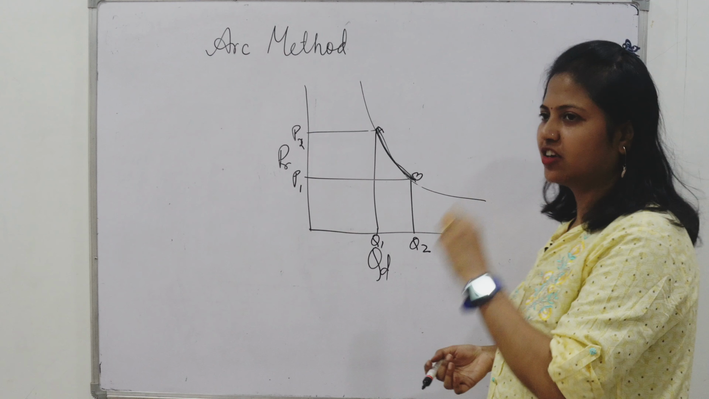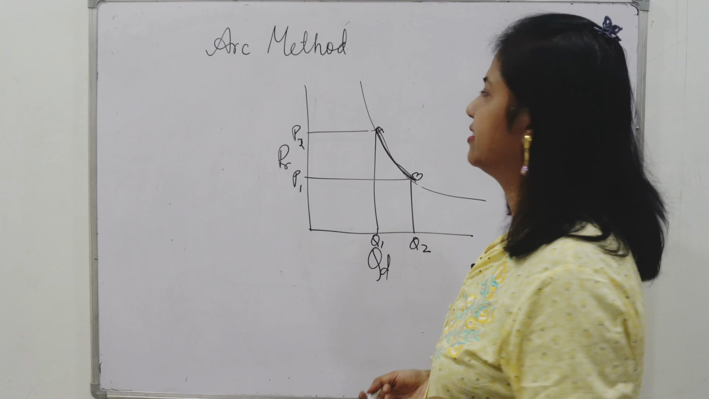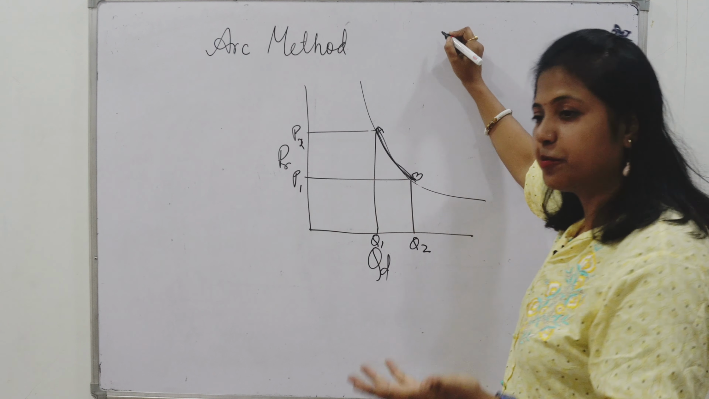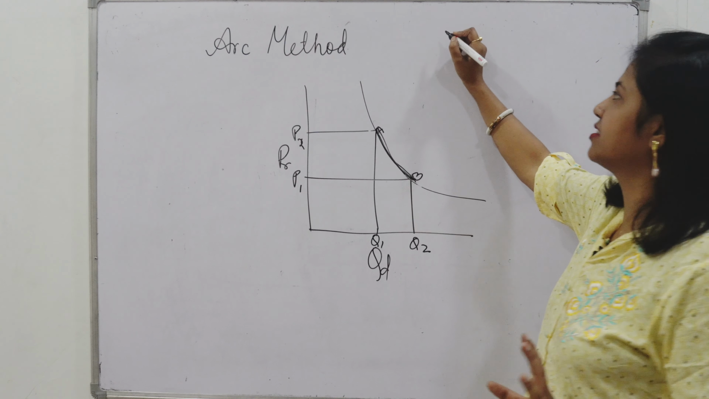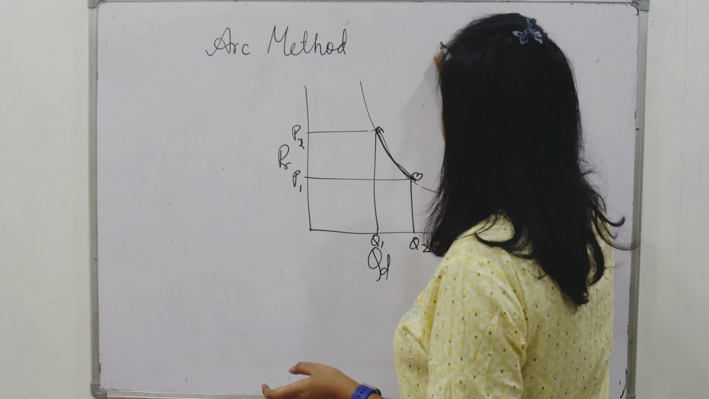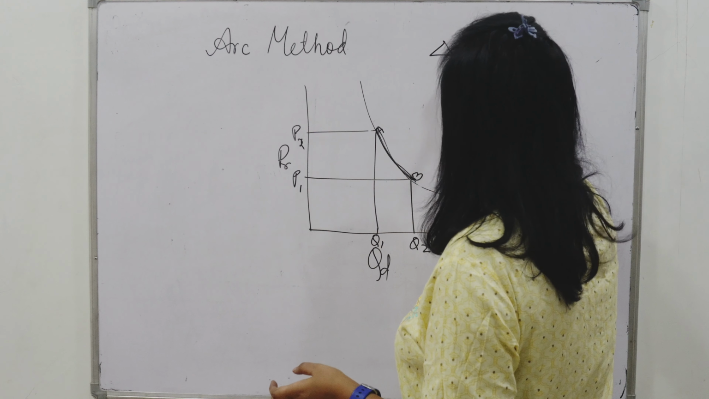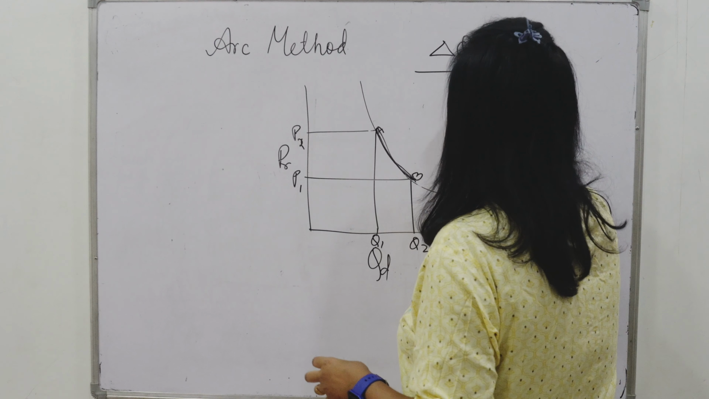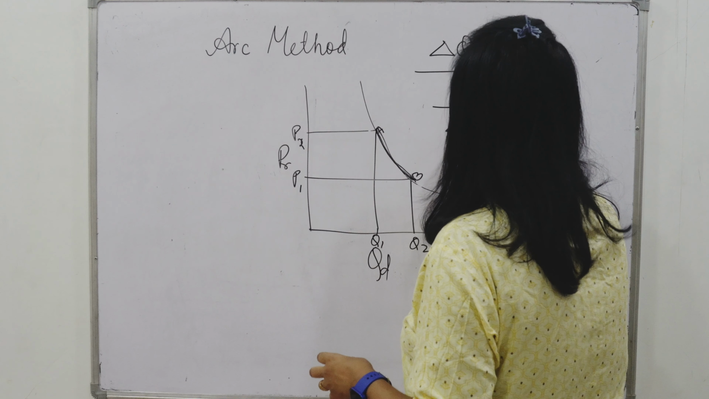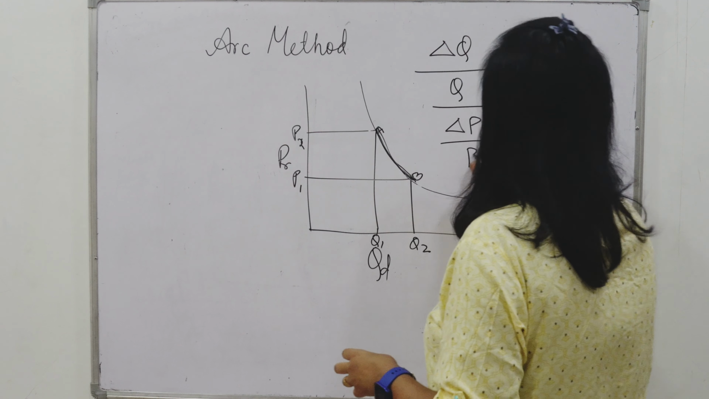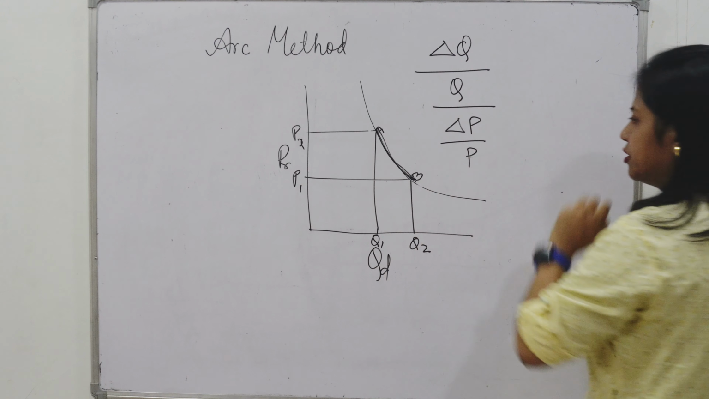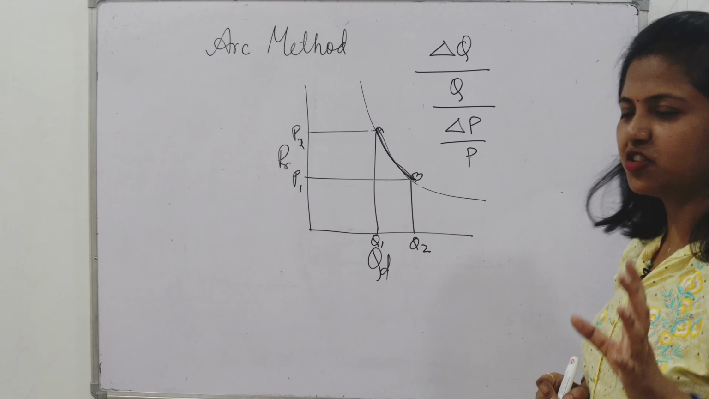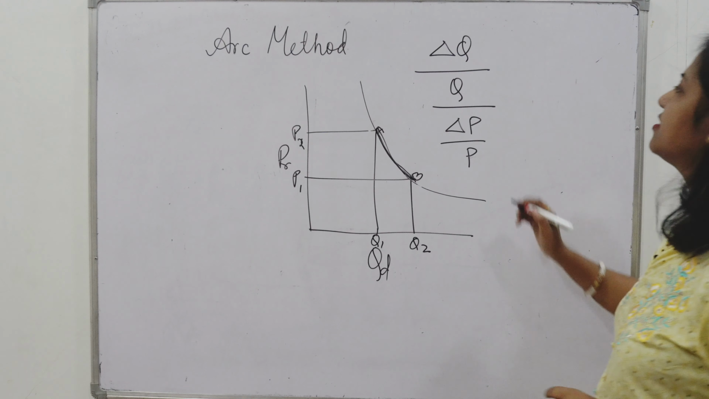In order to understand the arc method, we have to recall the percentage method. We are trying to find out the percentage change in quantity demanded due to percentage change in price. So what is the change in quantity demanded? Delta Q divided by original quantity, divided by change in price divided by original price. That is your percentage method. But in the arc method, things remain the same.